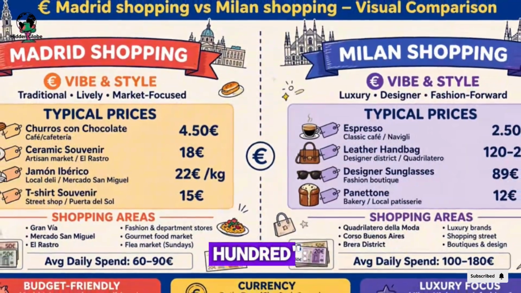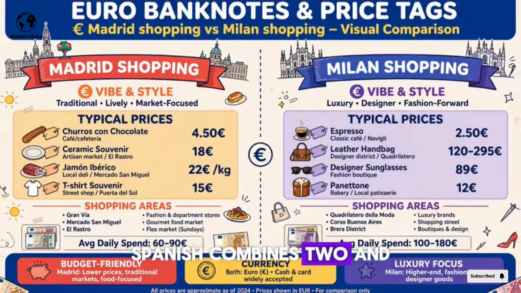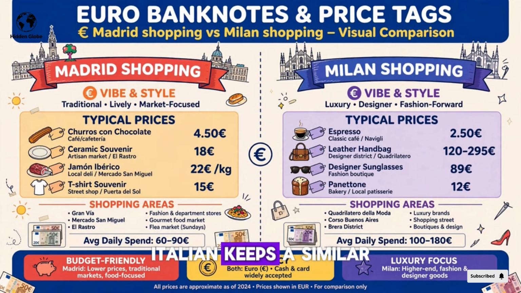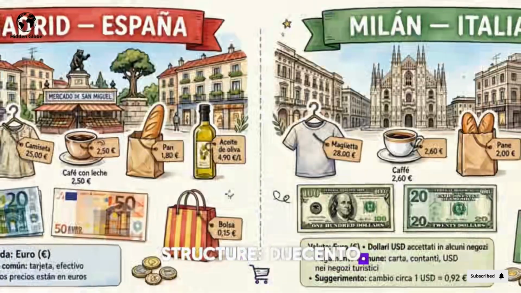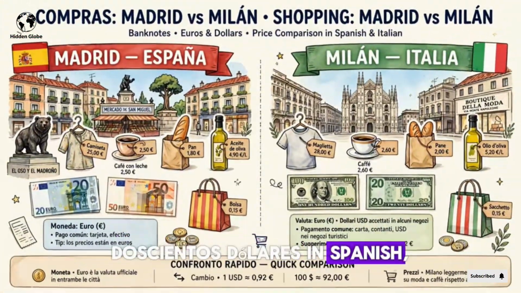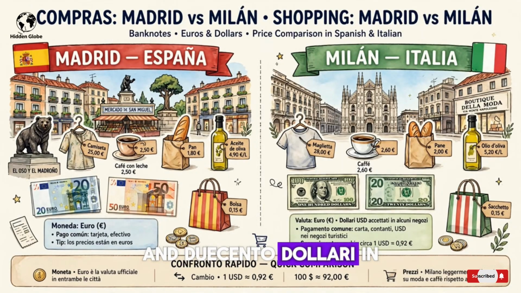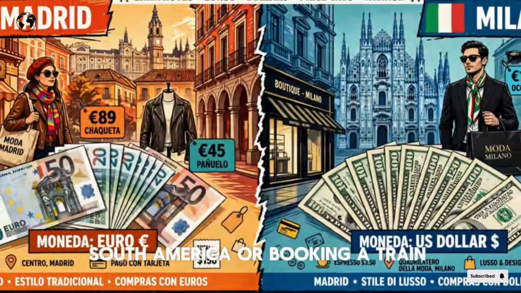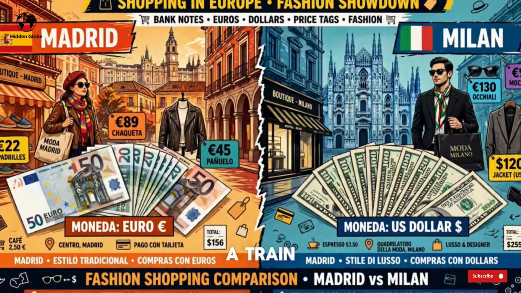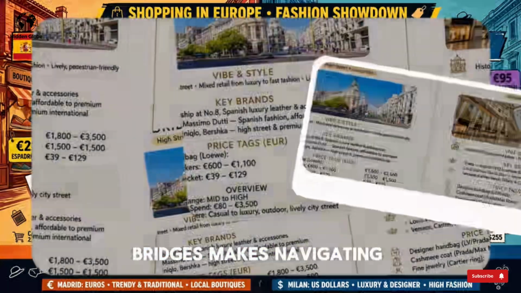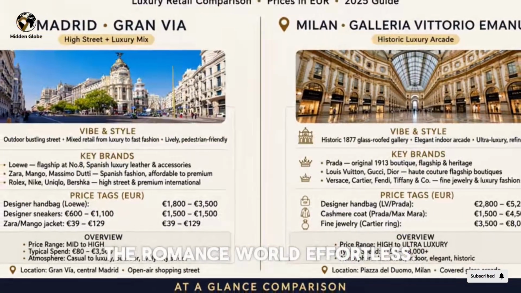To say 200, Spanish combines 2 and 100 into one word, doscientos. Italian keeps a similar structure, duecento. Therefore, $200 becomes doscientos dólares in Spanish and duecento dollari in Italian. Whether you are negotiating at a market in South America or booking a train ticket across Italy, understanding these simple numerical bridges makes navigating the Romance world effortless.